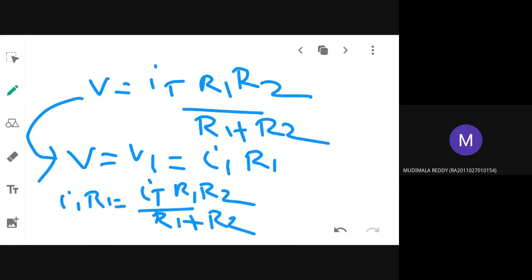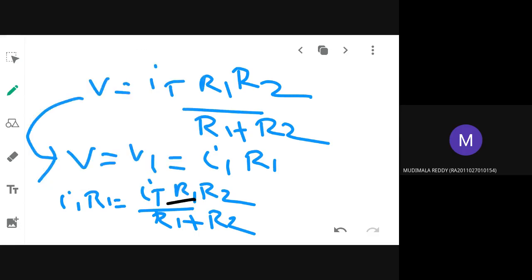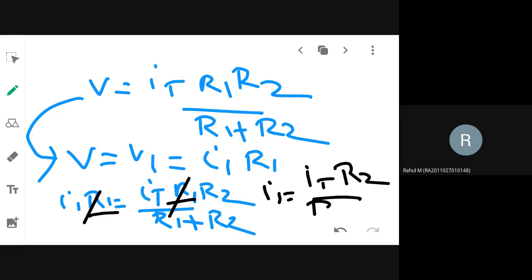So what terms will get cancelled here? On the left I1 R1 is there, and on the right R1 is there, so I can cancel it, isn't it? Then what will be the equation that is remaining? I1 is equal to the total current IT into the opposite resistance R2, divided by the total value of the resistance, R1 plus R2.